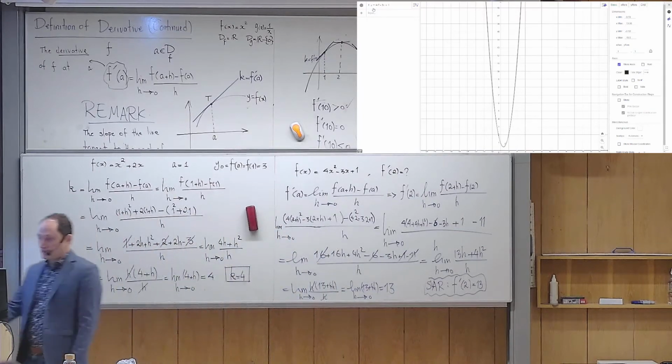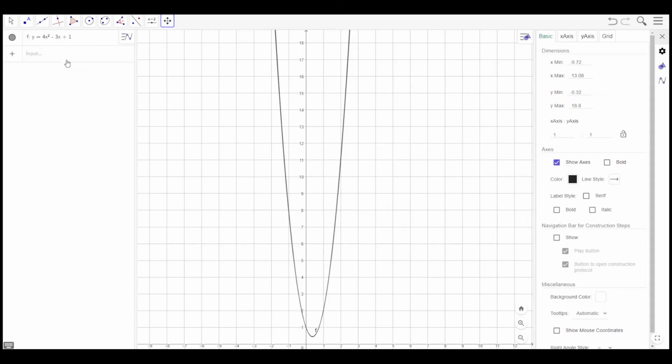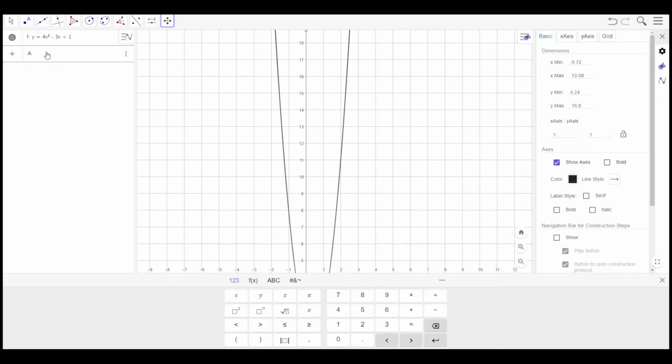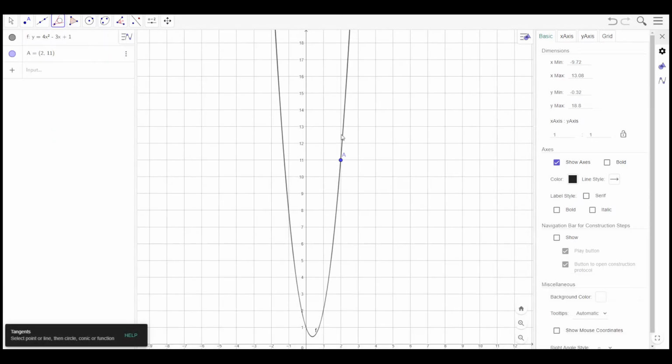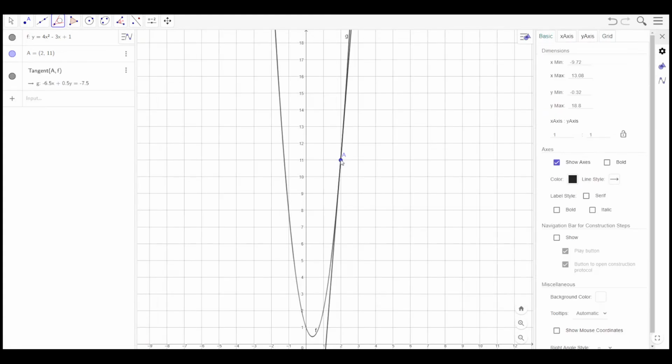So let me introduce that point here on GeoGebra. The point A, let me call it A, is equal to (2, 11). Yes, this is the point that you see now here. Now let us assume I ask GeoGebra to determine the tangent line, so I go here, choose the tangent option, and then I click on the curve and click here. Okay, so this is what we get.